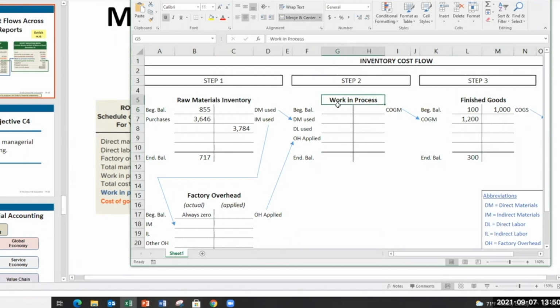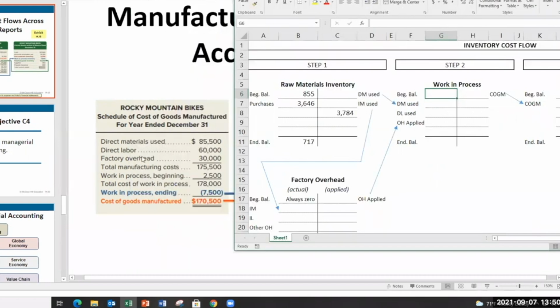Now, work in process, right? Beginning balance. See here? See the correlation here? Definitions that are important for this chapter. Direct materials used. Look at this. Direct labor used during the period. And the factory overhead used during the period. Those all go into work in process. Now, the definition of these three things is called total manufacturing costs. You need to know that.